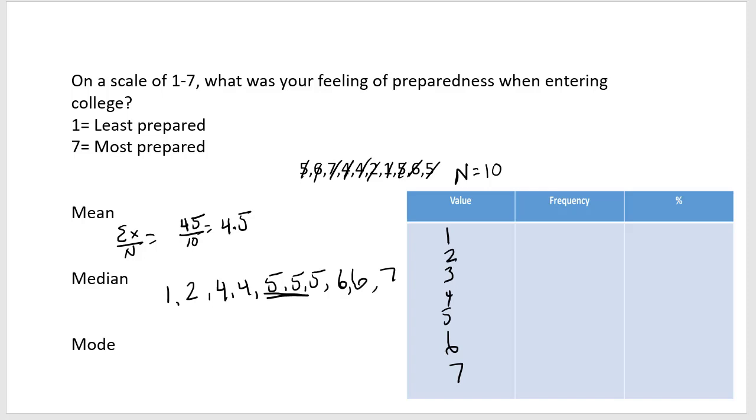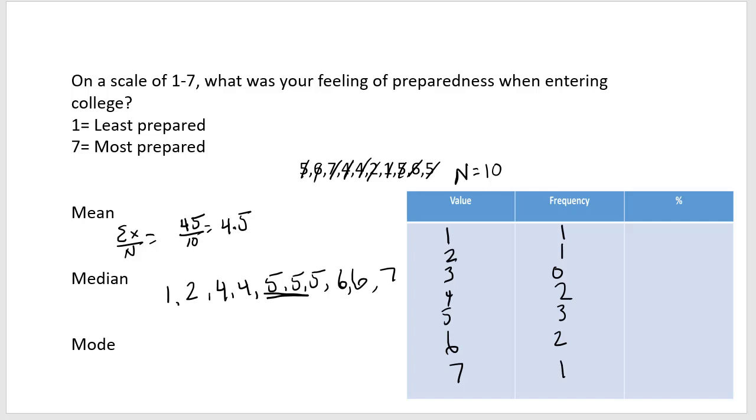So let's see, we have 1. The number 2 occurs once. There are no number 3s. The number 4 occurs twice. The number 5 occurs 3 times. The number 6 occurs twice. And the number 7 occurs once.